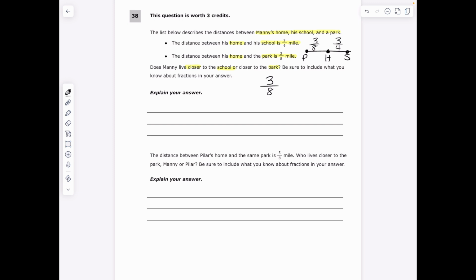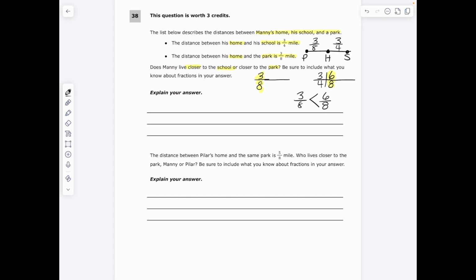I am going to do for this one, you know what, let's do, here's 3/8, here's 3/4. I start with a smaller fraction, and boom, I get an equal denominator right off the bat, 8 and 8. So I'm going to skip count by 3s, 3, 6. So now I can compare these 2, 3/8 and 6/8. And I know that 3/8 is smaller than 6/8. So he has to live closer.